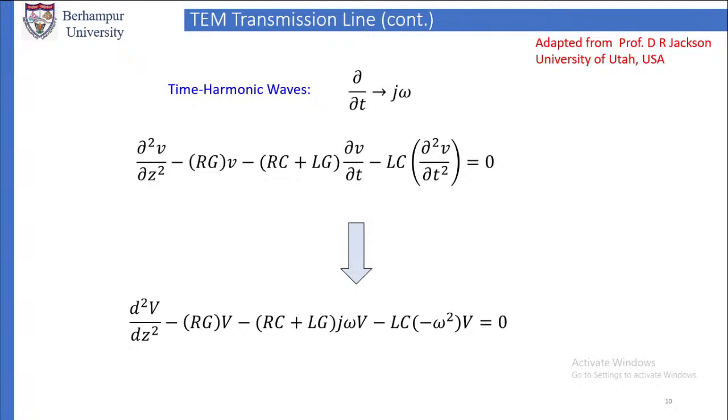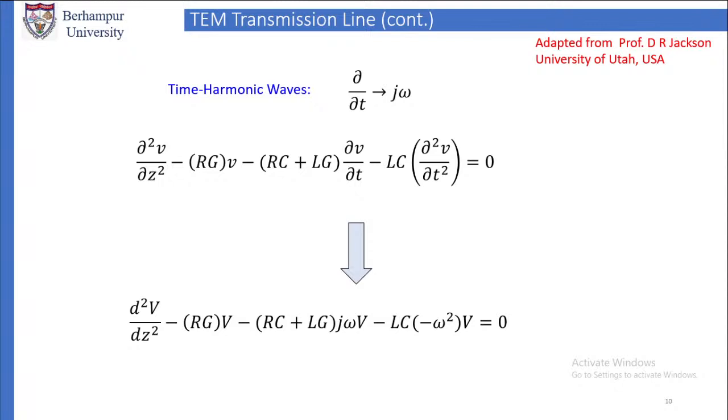That will give you ∂²V/∂z² minus RGV minus (RC + LG) ∂V/∂t minus LC ∂²V/∂t². Now ∂V/∂t will be j omega V, ∂²V/∂t² will be j omega into j omega into V. J omega into j omega is minus omega square, because j square is minus 1. So from that you will get d²V/dz².